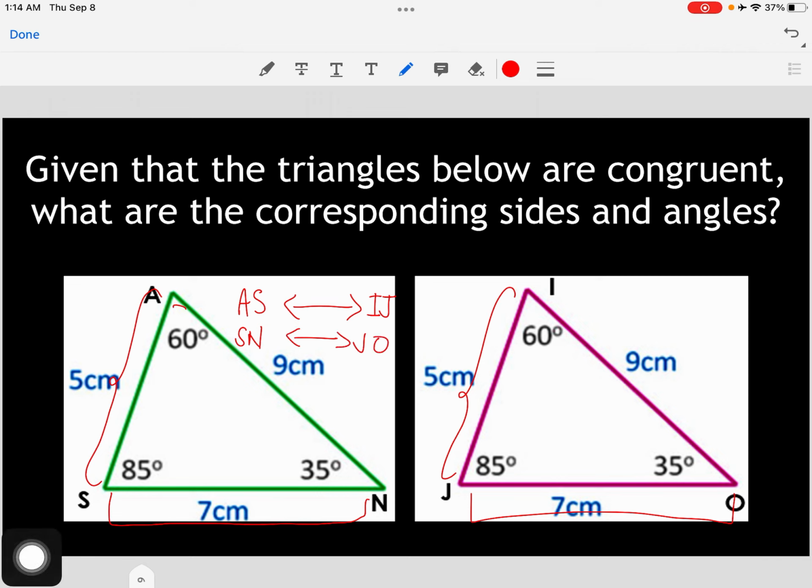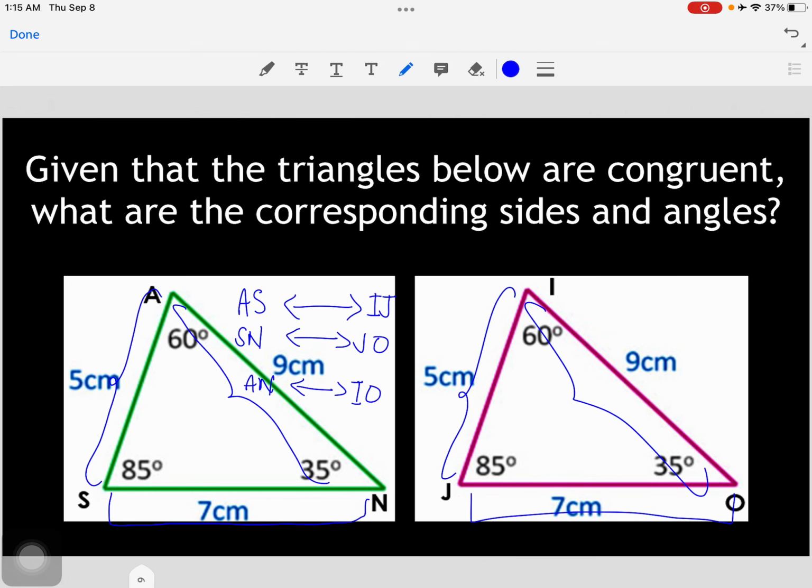And lastly, we have AN and IO. They both measure 9 centimeters. So we can say that AN corresponds to IO. It is the same for angles. You look for the angles that have the same measurement.